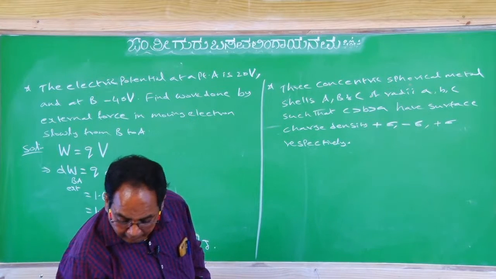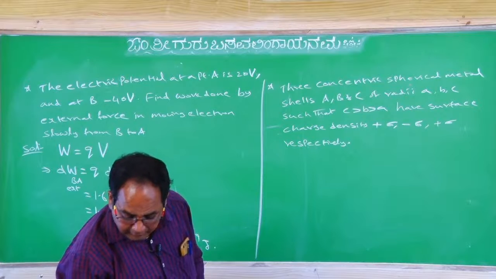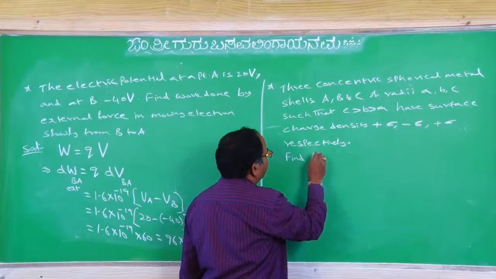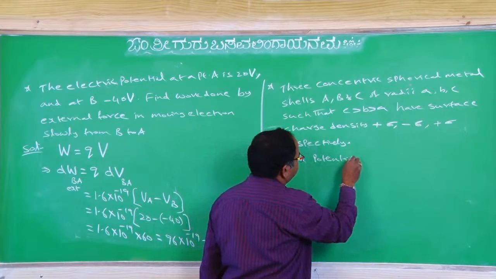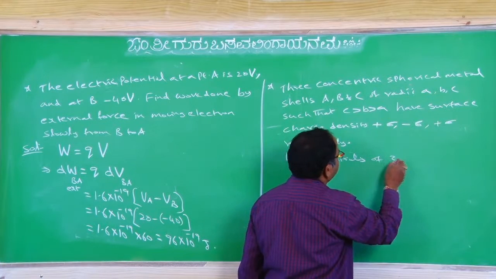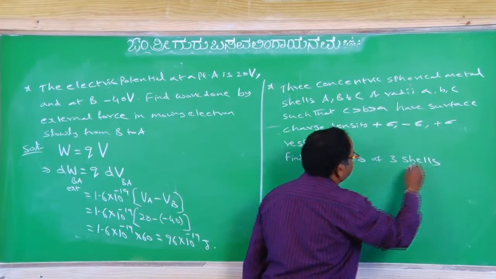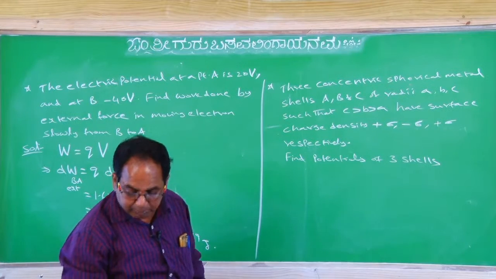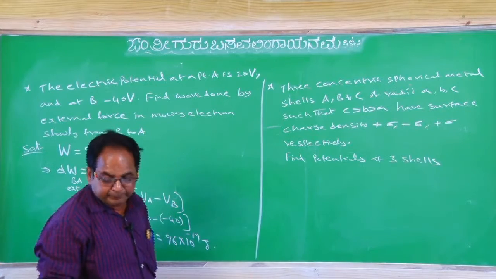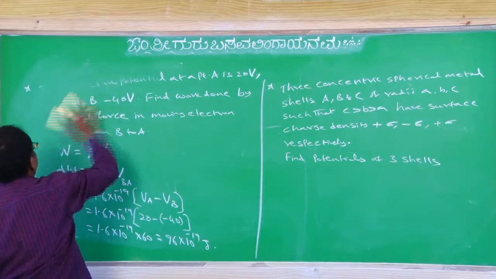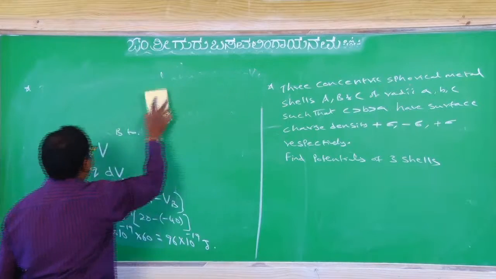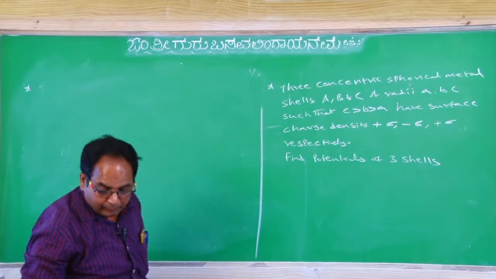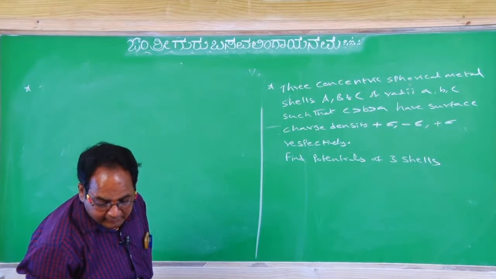Next one, find the potentials of the 3 shells. Here, what is that one? Find the potentials of 3 shells. Potentials we should find out. Okay. Here we should find out the potentials across the 3 shells.